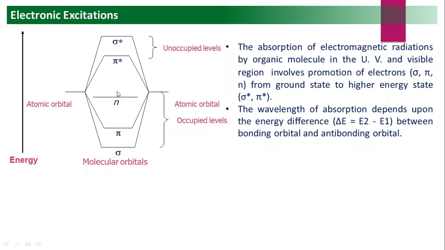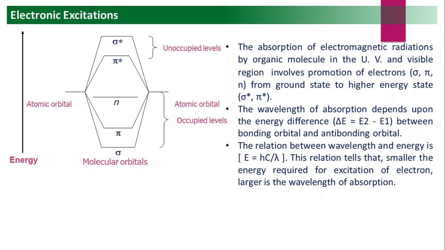Whatever energy is required, only that much is absorbed. That gives us information about the bonds which are present, and about the excitations which happen. So suppose this is E2, the higher energy level, and this is E1, the lower energy level. So delta E, the difference in energy, is E2 minus E1.